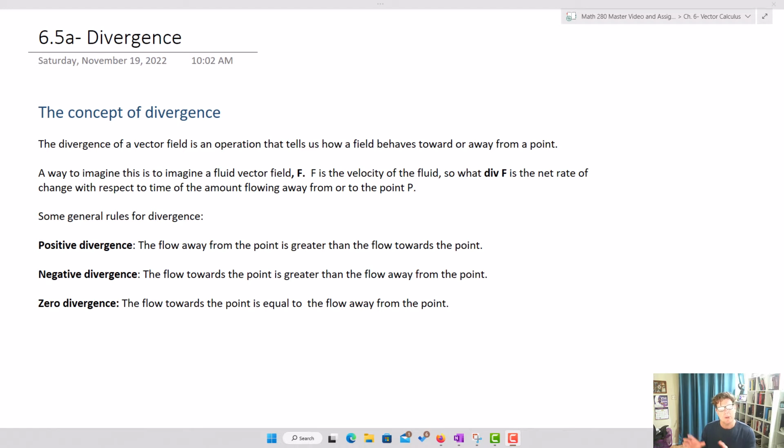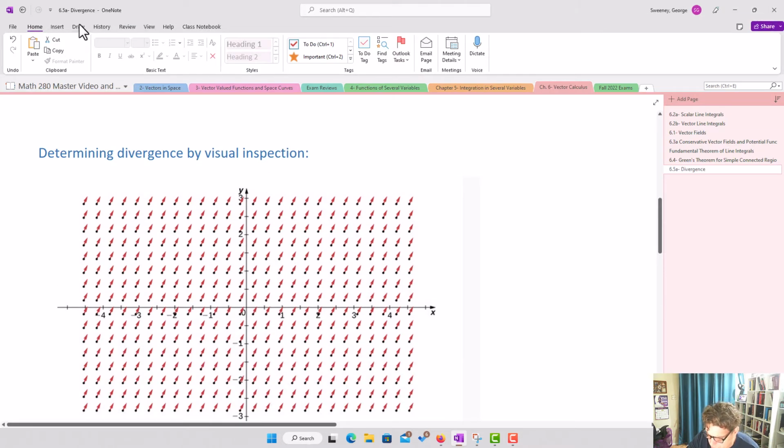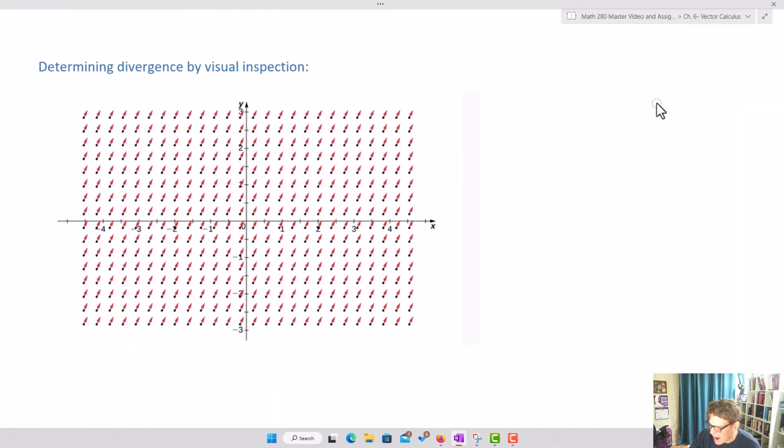So we're going to take a look at a couple of examples here, and we'll develop a method for determining the divergence based upon looking at the vector field. Let's look at some vector fields and see if we can figure out what the divergence is. The technique we're going to use is to draw a small circle in a region of the vector field, which will help us determine whether in that area we have positive divergence, negative divergence, or zero divergence.